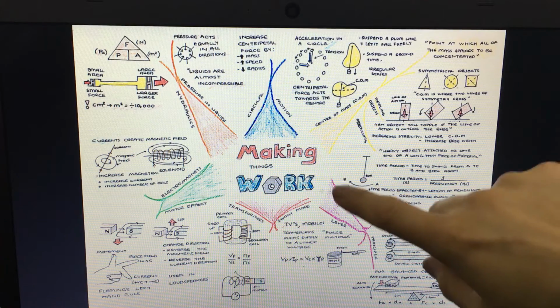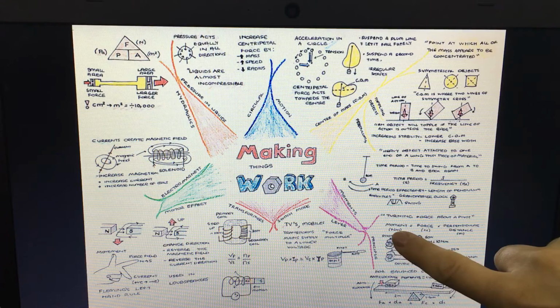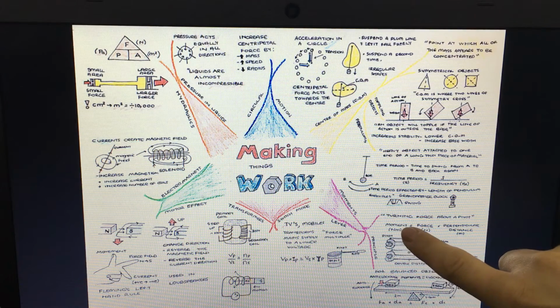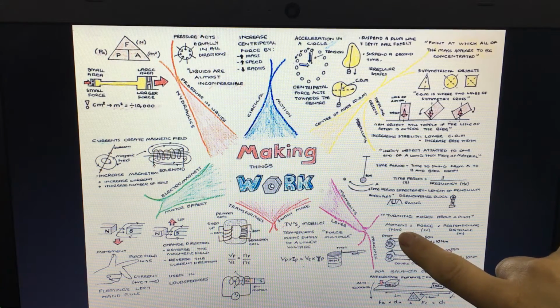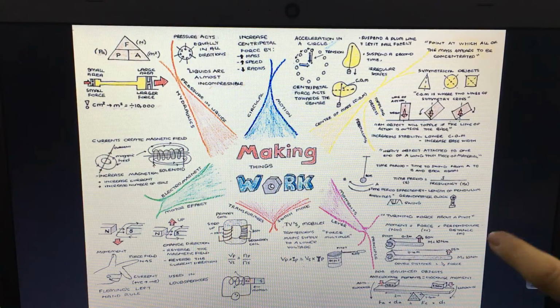So moments, I really like moments. A moment is basically the turning force about a pivot. It makes things easier for us. The formula for moments is moment, measured in newton meters, is equal to the force in newtons times the distance in meters. Again, distance in meters. They might tell you in kilometers or in centimeters, just make sure you convert it, okay?